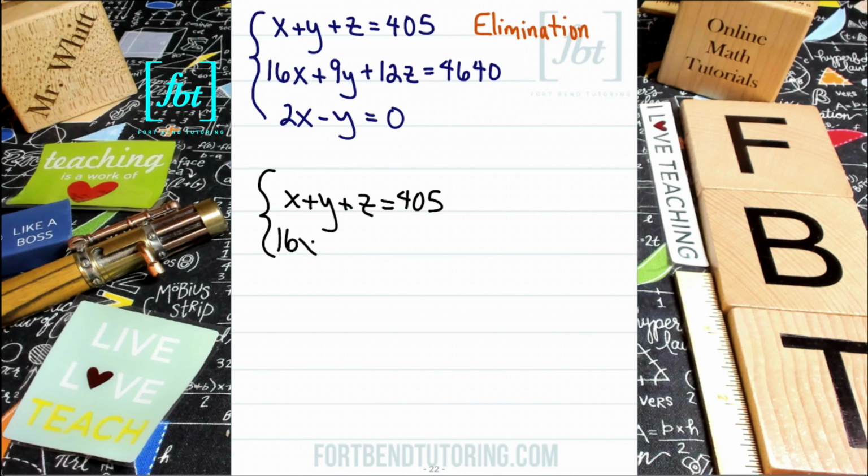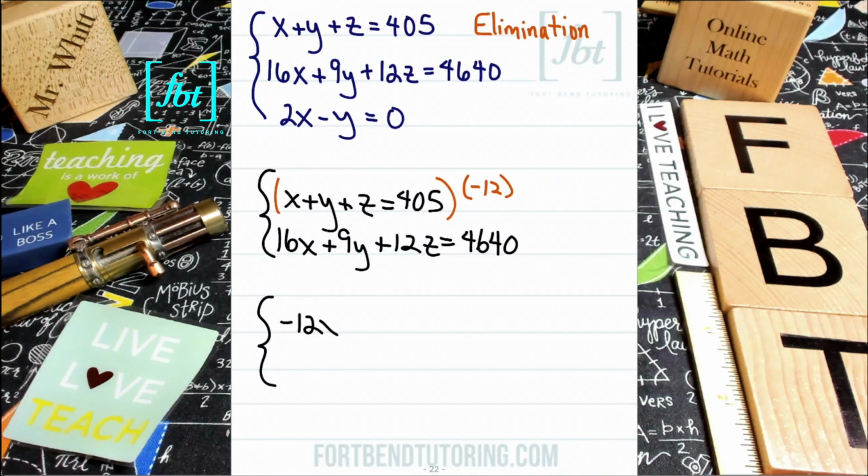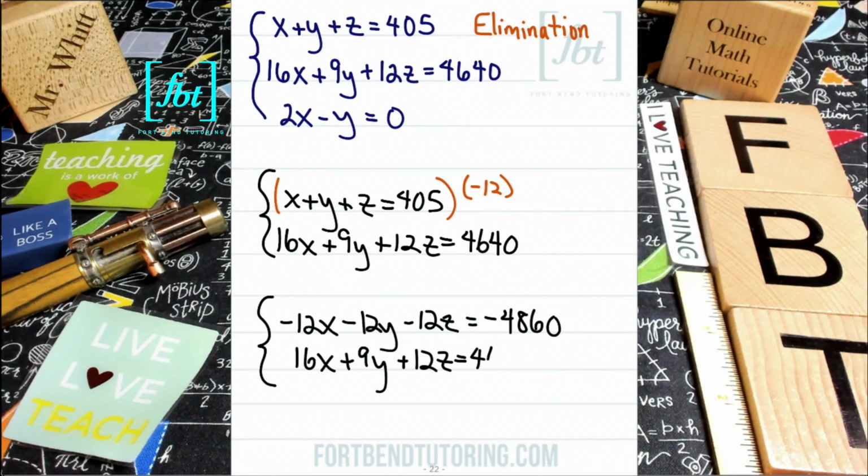And then we'll have 16x plus 9y plus 12z equals 4,640. What I'll be doing next is multiplying the entire first equation by negative 12. Multiplying by the scalar of negative 12 will create additive inverses, aka opposites, on my z terms. This gives us negative 12x minus 12y minus 12z equals negative 4,860. All right. And then bringing down the second equation, we'll have 16x plus 9y plus 12z equals 4,640.